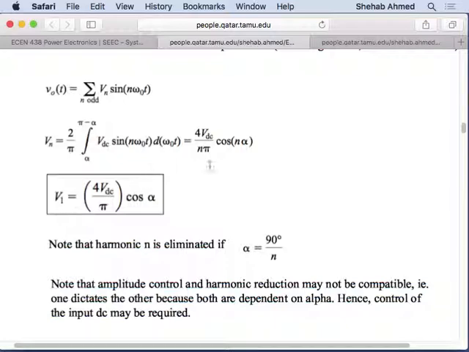No, because 5 times 30 is 150. What's cosine 150? Some value, right? It's a negative something. So I have a negative voltage of some value here, right? So I was not able to eliminate the fifth harmonic.